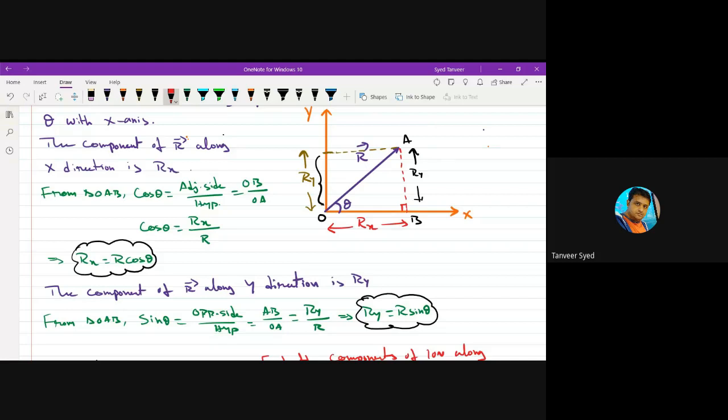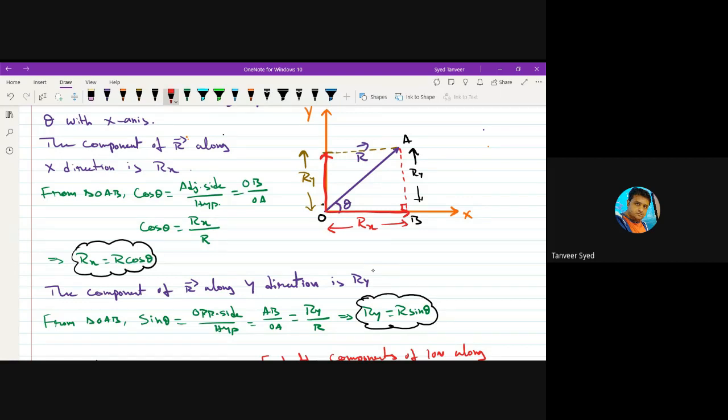Many students, from this discussion that we have done, remember it like the component along horizontal direction as Rx, and component along vertical direction as Ry. It is not always true. Don't remember it that way. You remember it like this: we are doing two components of R, right? This is one component Rx, and this is the other component Ry.